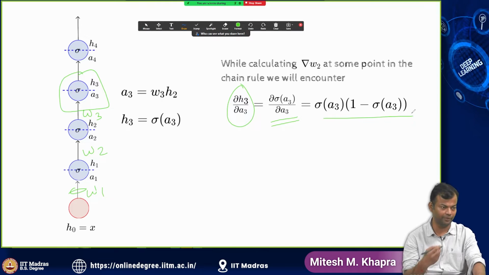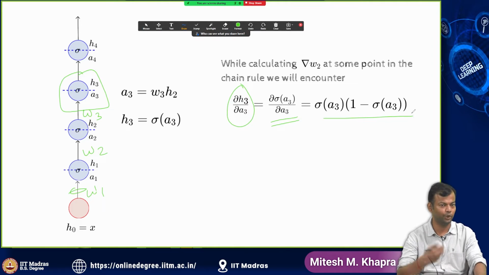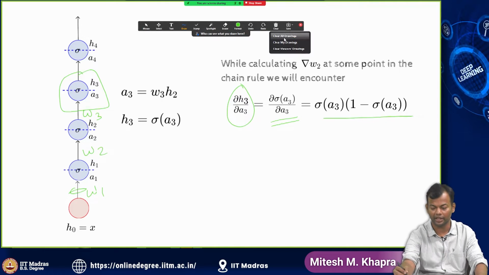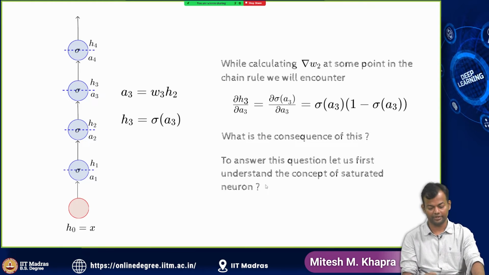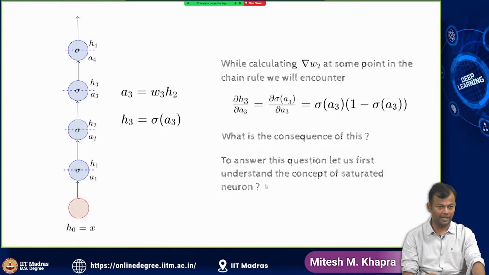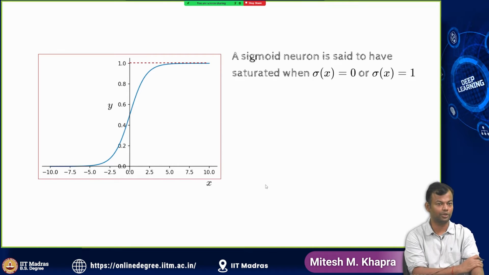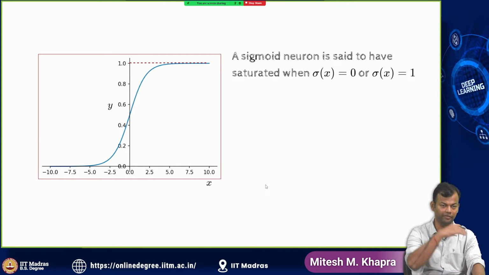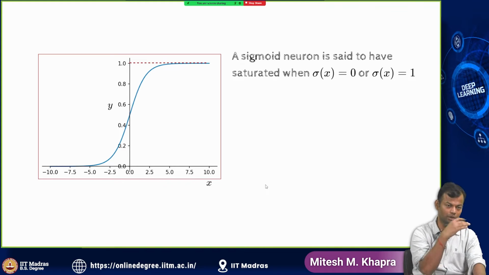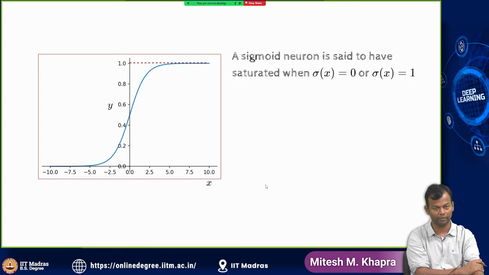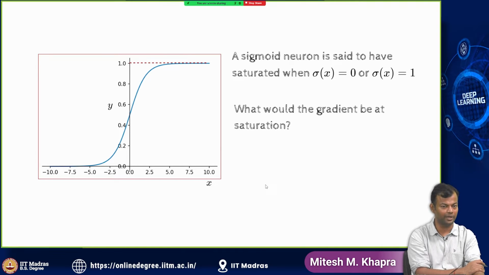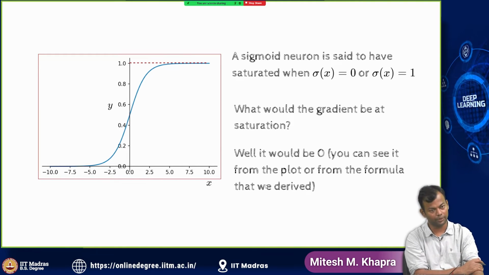So that's something that we will always encounter whenever we are doing backpropagation using any gradient based method. Now, what is the consequence of this? As I said, there is this concept of a saturated neuron. A neuron is said to be saturated if it is at its peak or lowest value, the minimum or maximum value. In the case of sigmoid neurons, it's 0 or 1. Whenever it is saturated, the gradient is going to be 0.